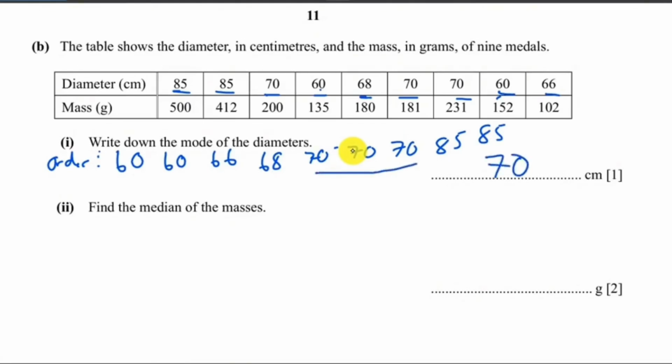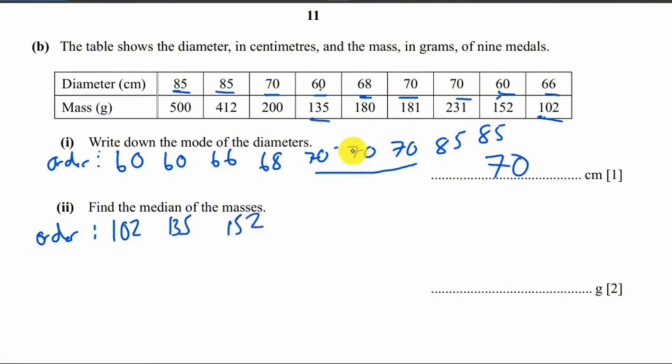Find the median of the masses. Again, we need to arrange the masses in order according to size. We start with 102. It looks like it's the smallest. So the order, this is ascending order: 102, 135. Next, after 135 is 152.